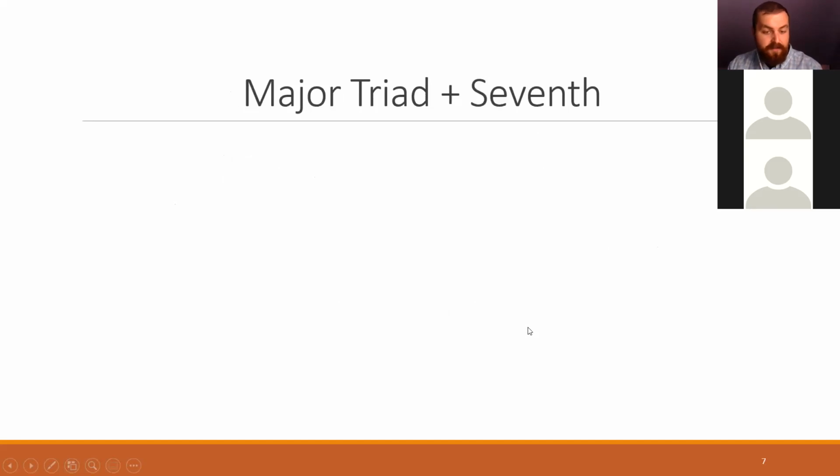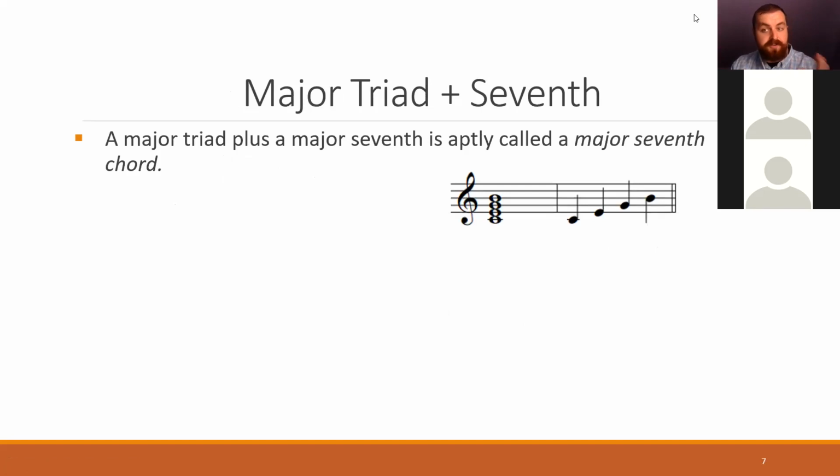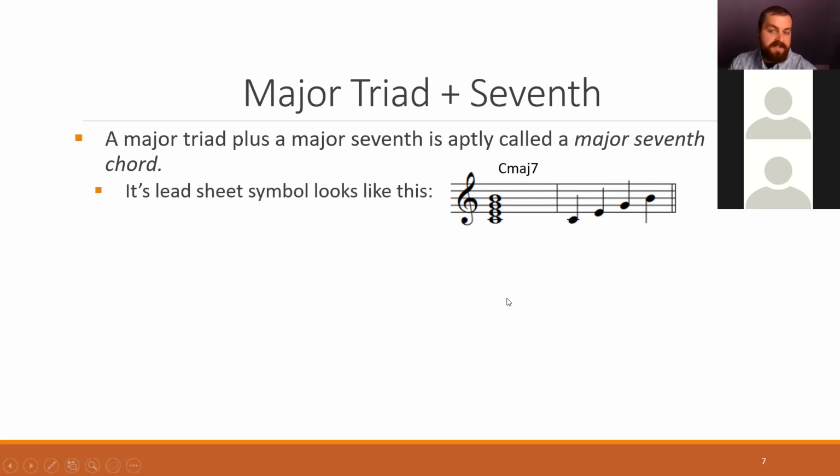Let's start off with what happens when you add a seventh to a major triad. If you take a major triad and add a major seventh from the root, right? So we have C, E, G is a major chord, C up to B natural is a major seventh. This is called a major seventh chord. And the lead sheet symbol looks like this. You have your floating C, and then you do major seventh to show that this is a major seventh.